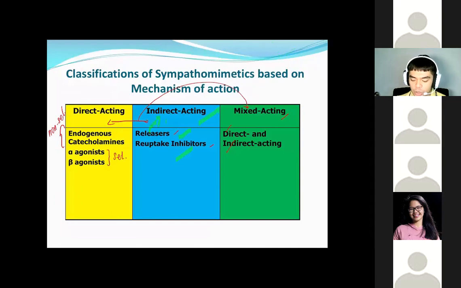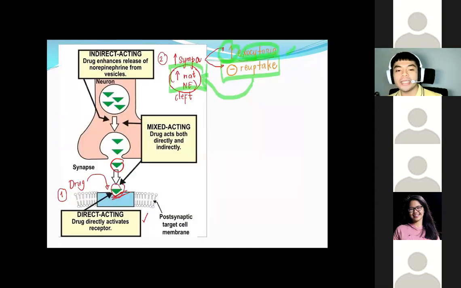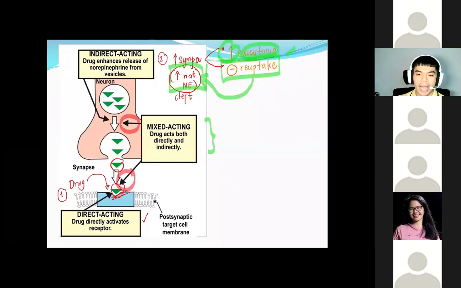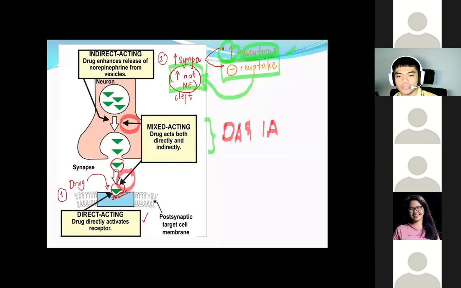Kaya when we go back to the previous slide regarding indirect acting mimetics, meron tayong releasers at reuptake inhibitors. Sa releasers, ito yung nag-a-address ng enhancing exocytosis. Okay? So that is for indirect acting. And then finally, we have mixed acting. You can see that in the mixed acting portion, may nakaturo sa exocytosis part at may nakaturo sa direct action kasi combination to ng direct at indirect action.